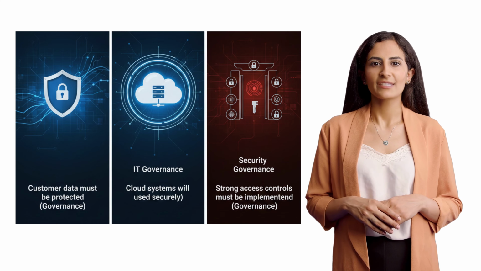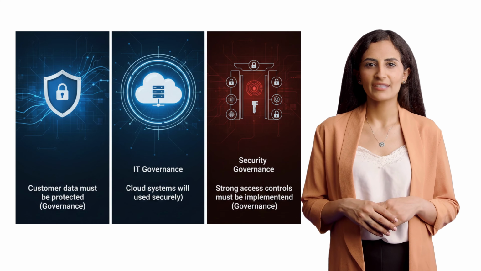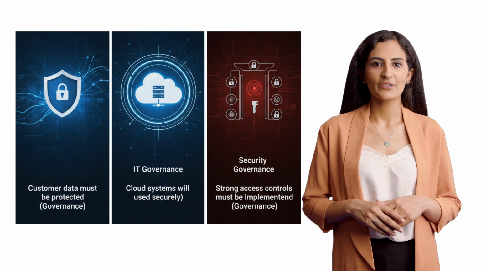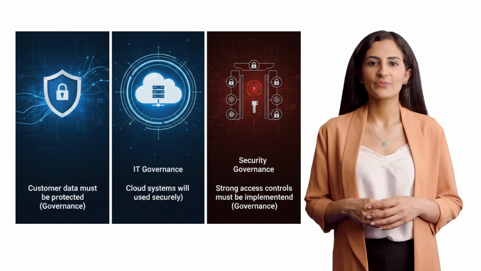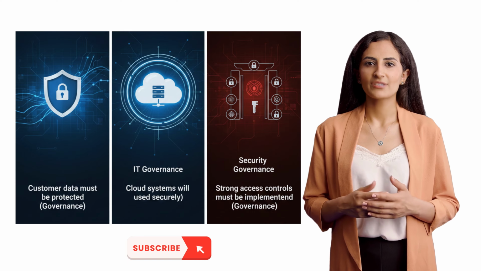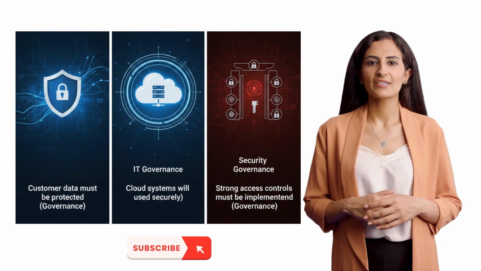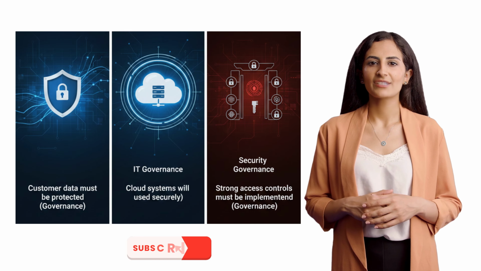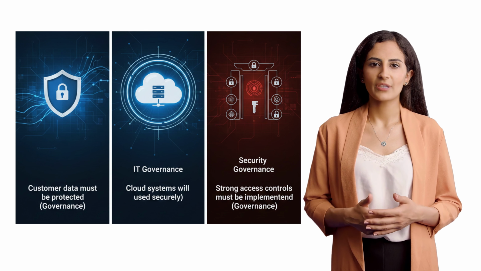Real-world example, easy to understand. A company decides customer data must be protected, corporate governance. Cloud systems will be used securely, IT governance. Strong access controls must be implemented, security governance. Together, these decisions ensure controlled and secure operations.